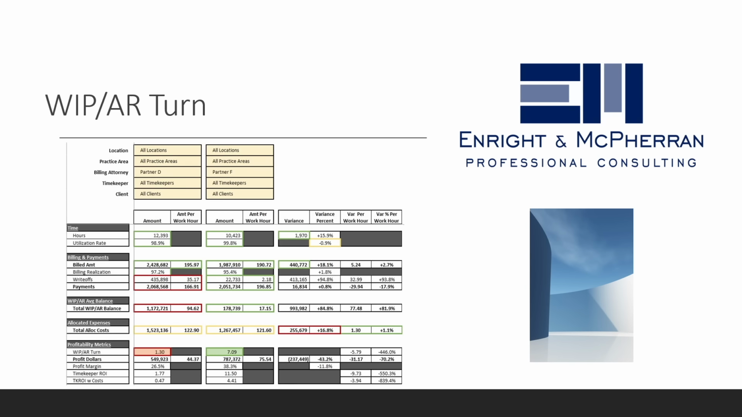Now we reach the profitability metrics, and the first metric is WIP AR turn. The way to read the metric is that the higher the number is, the better job they are doing of keeping the time between when work is done and when it is paid. That means Partner D has a much slower time frame from work date to payment date when compared to Partner F.